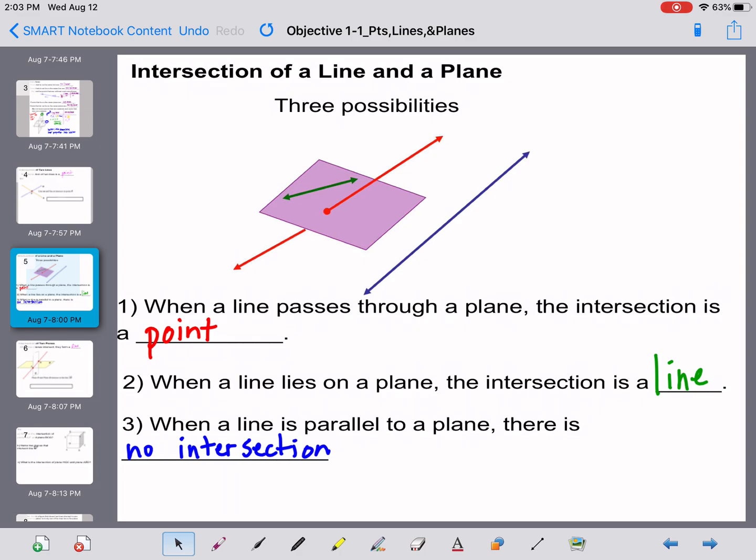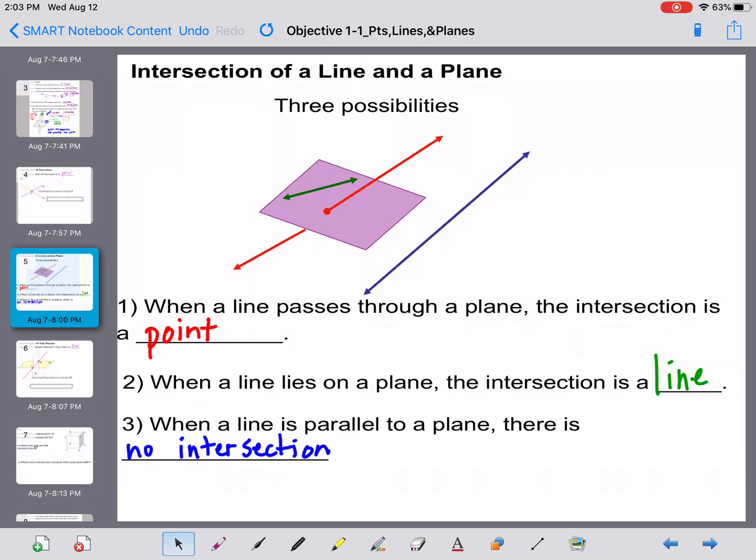If you have a line that lies on a plane, the intersection is a line. So imagine I had a pencil and I put it on top of a piece of paper. When I lay that pencil on top of a piece of paper, it's going to make a whole line. They intersect that whole length of that pencil. That pencil is my line. So a line lying on a plane, your intersection is a line.